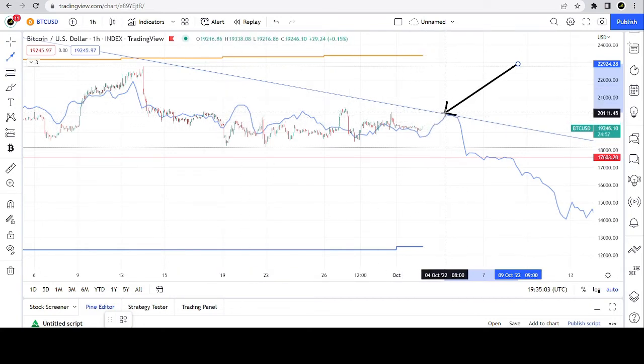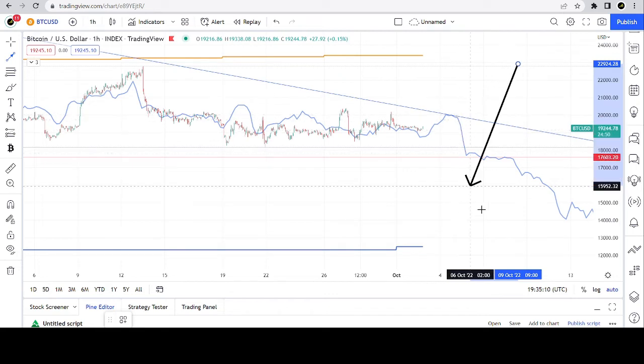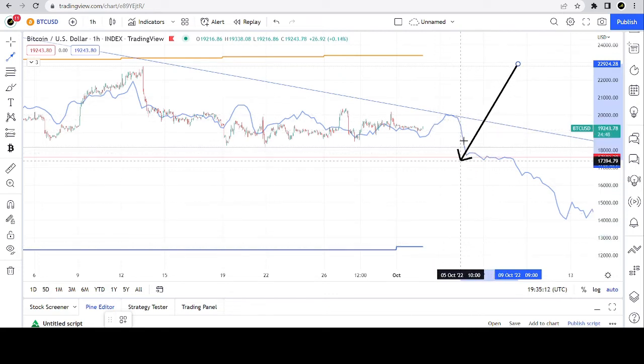It always has hit it. Once it hits that, it can go above it. It can ride above it for a while. But once it hits that, in my book, it's free to move down to complete the third wave.